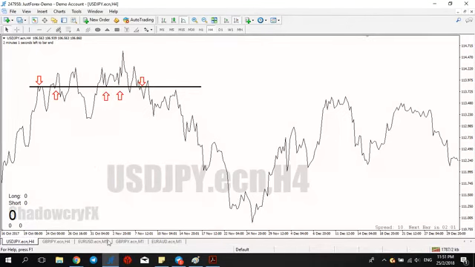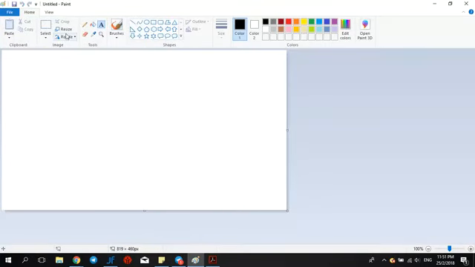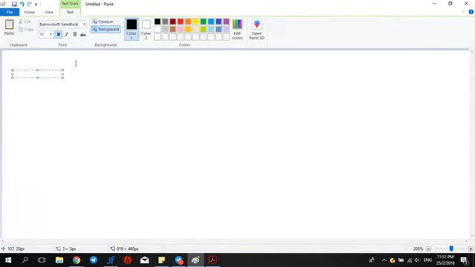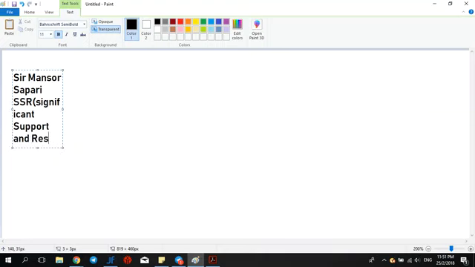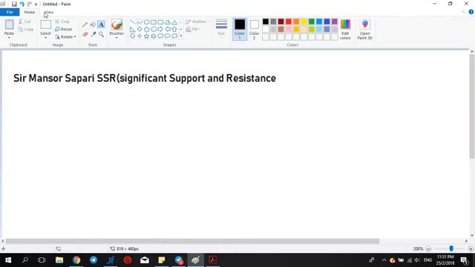Okay, let me see if there is any question. In Mr. Manso's class, they will teach you about SSR, or significant support and resistance, like something like this. Let me draw it as in Mr. Manso's class. Sir Mansur Safari, not high degree, he called it SSR, or significant support and resistance. It will look something like this.